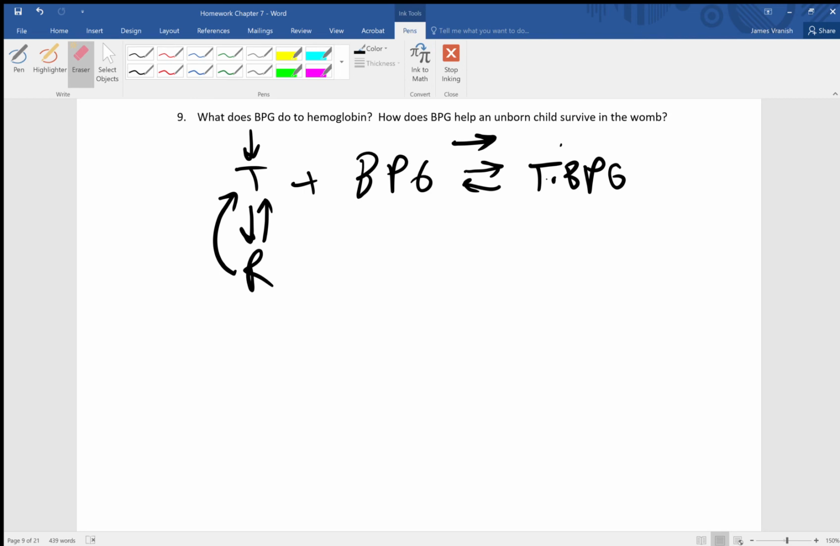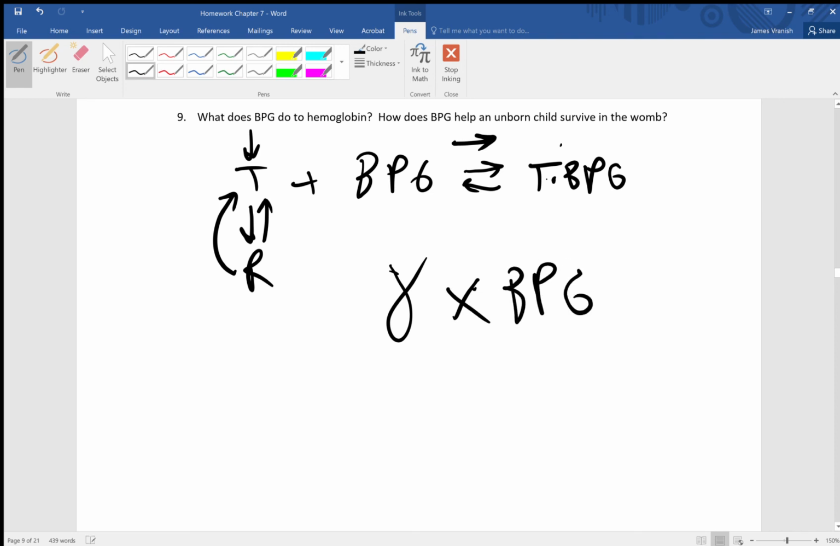Now, there's also another fact that you have to know about the child in order for this to fully make sense. Well, for the child, children have a different subunit in their hemoglobin. They have a gamma subunit. We have alpha and beta subunits. Fetuses have a gamma subunit in their hemoglobin. And the gamma subunit basically prevents BPG binding.